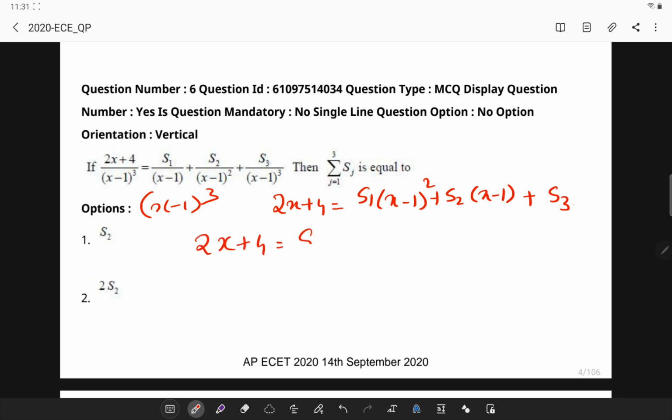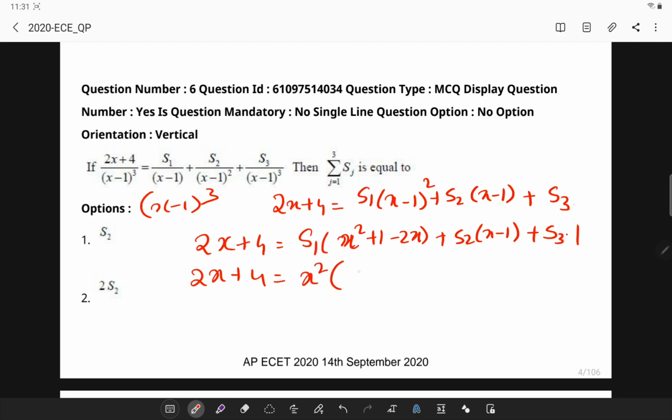So 2x plus 4 is equal to s1 into (x square plus 1 minus 2x) plus s2 into (x minus 1) plus s3 into 1. So we will be left with 2x plus 4 is equal to, I will write the coefficients of x square, which is s1, and x, which is minus 2s1 plus s2, plus the constant, which is s3 plus s1 minus s2.